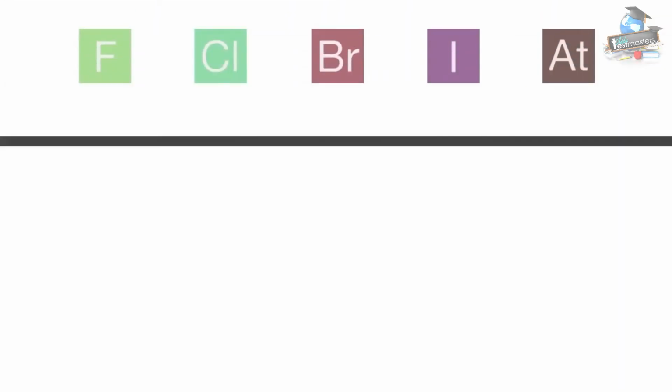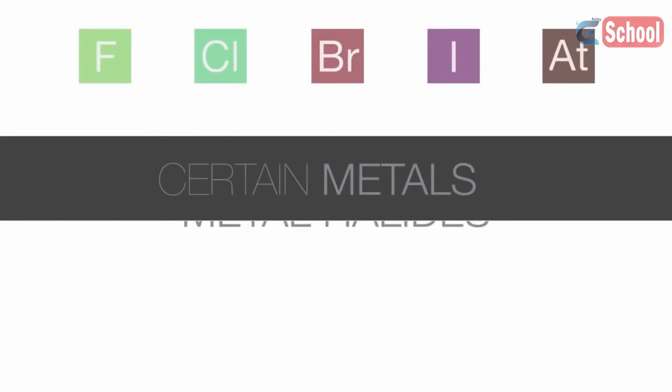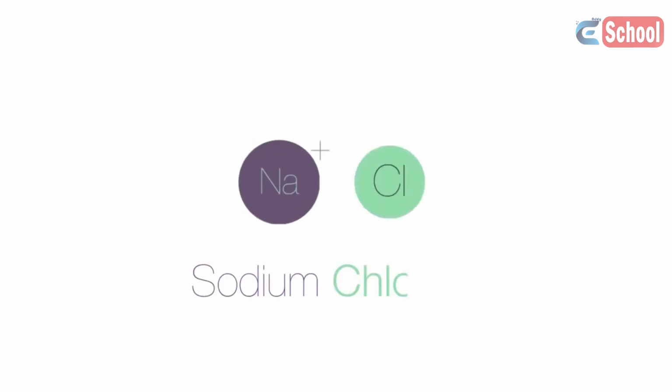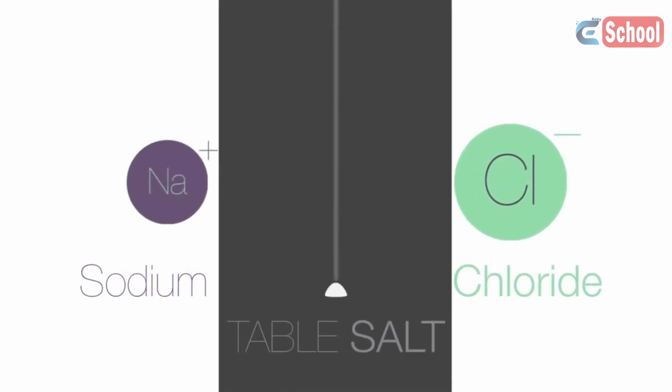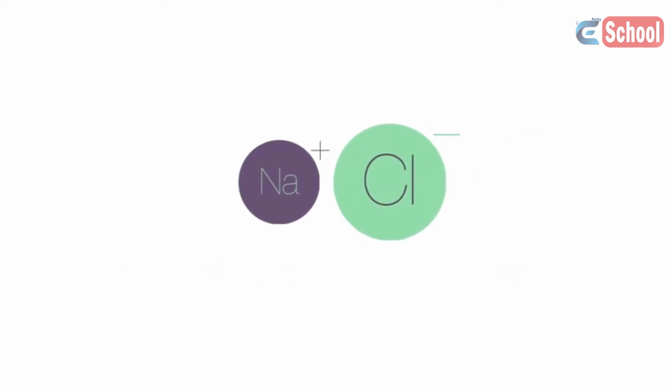Halogens can react with certain metals to form metal halides. A very common metal halide is sodium chloride, or regular table salt. Sodium chloride is extracted from the sea or from salt mines.